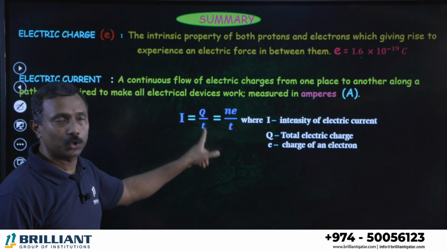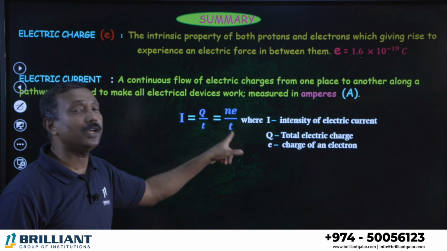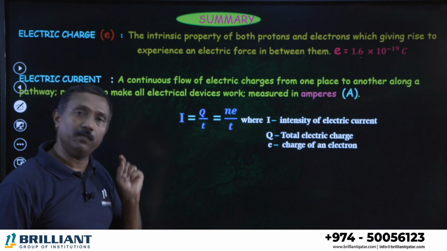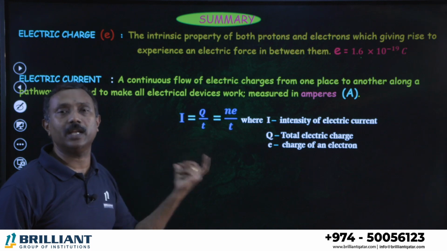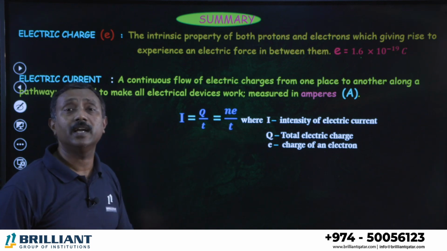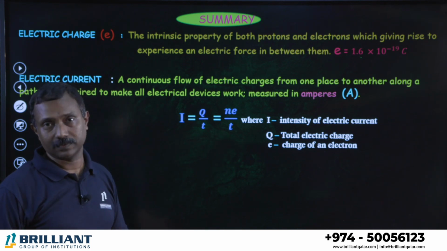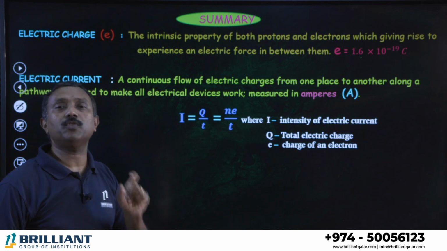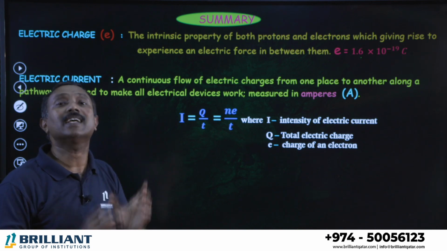I is equal to Q over T, or equal to n e over T, and the SI unit for measuring the intensity of the current passing through any circuit is the ampere. Don't forget, the SI unit for measuring the intensity of electric current is ampere.